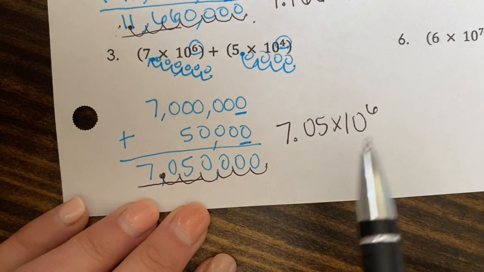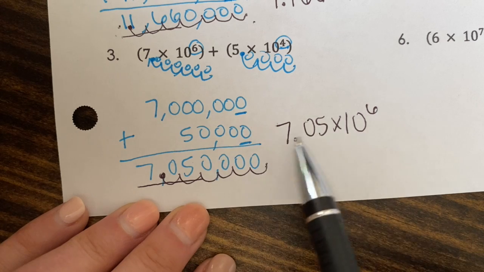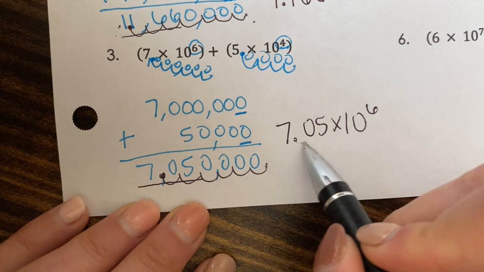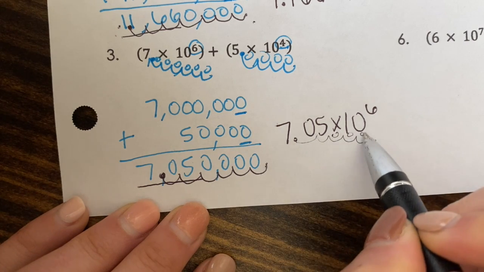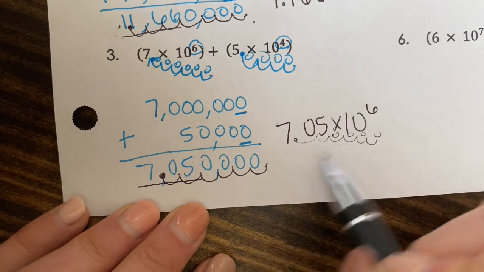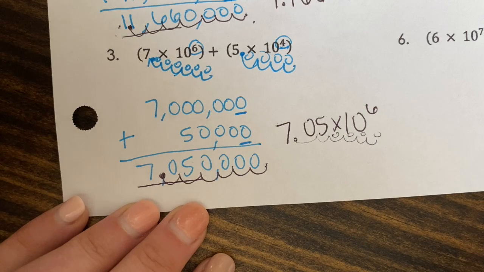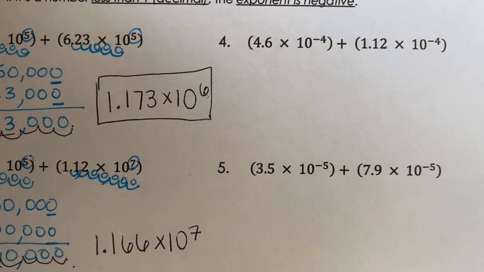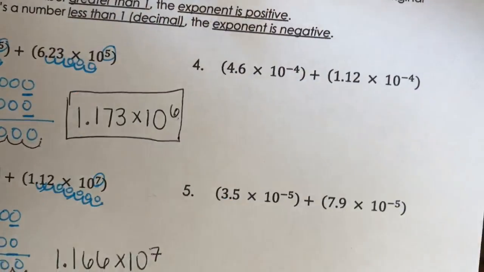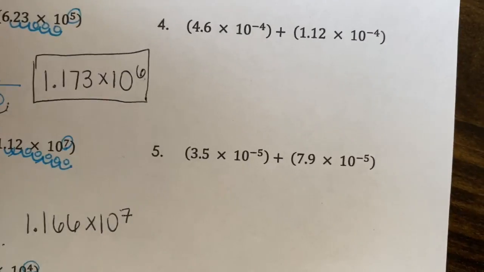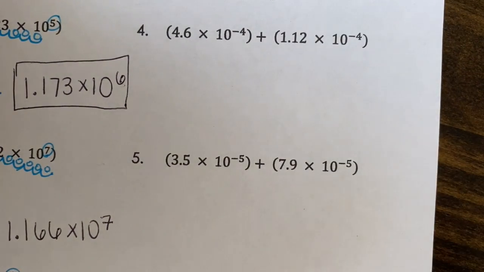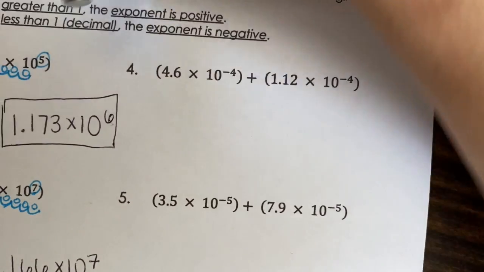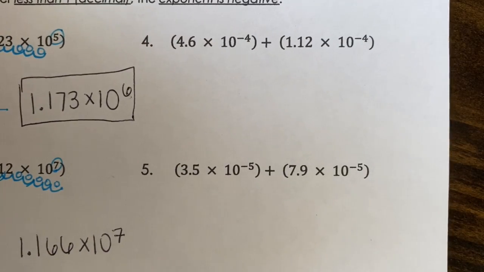And then once again, you can always check to make sure that your scientific notation is equivalent to your standard form, because you can move this 1, 2, 3, 4, 5, 6, and your answer would be 7,050,000. So it would match. All right, let's go ahead and move on to the other side. Let's see if I can get this lined up a little bit better. I don't know if that's any better at all, but I can try.